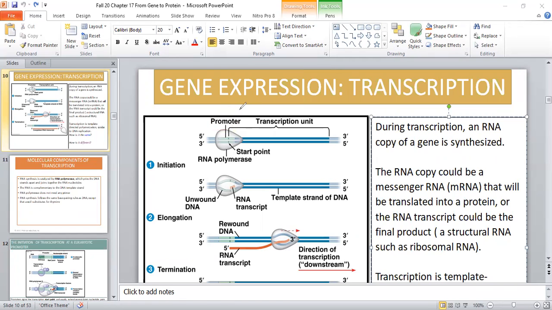So what is a promoter? RNA polymerase is there. How will the RNA polymerase understand that it has to start the process of transcription from here? The promoter acts as a signal for RNA polymerase to attach here and start the process of transcription from here. This is a very important part. You understood, yes?